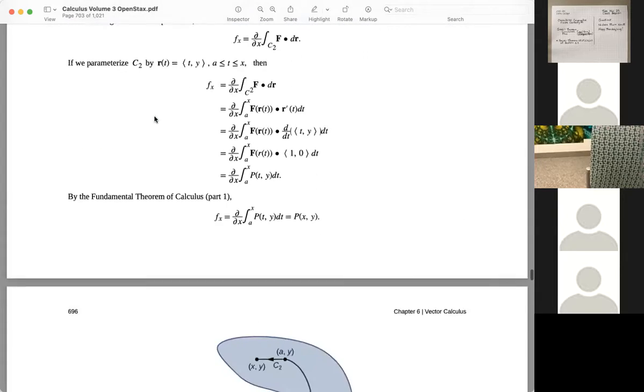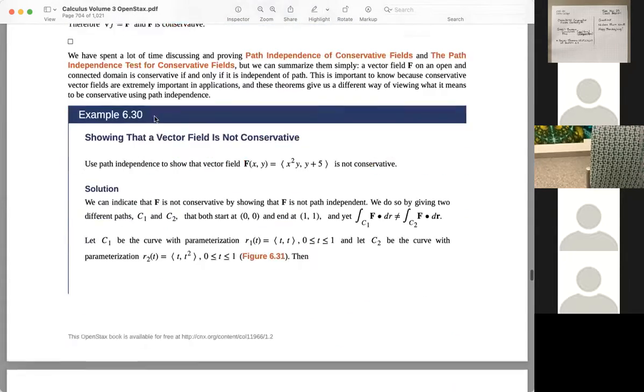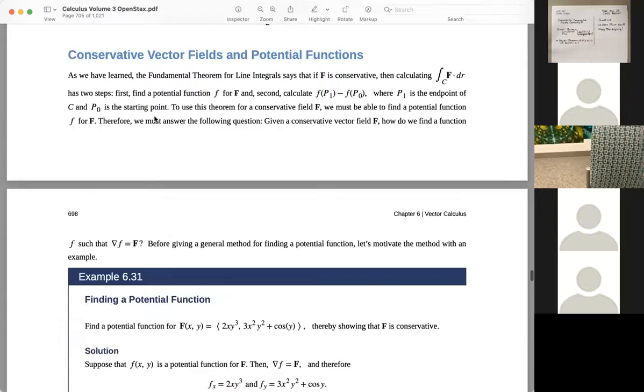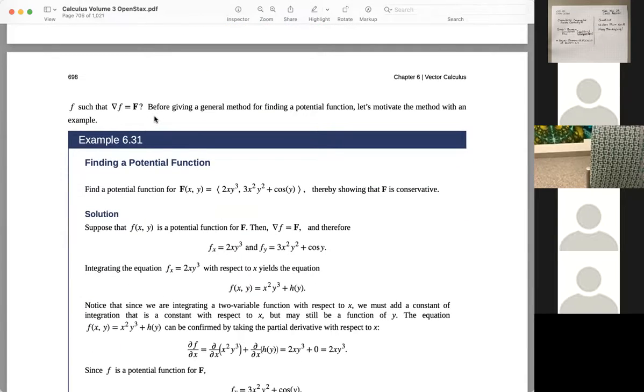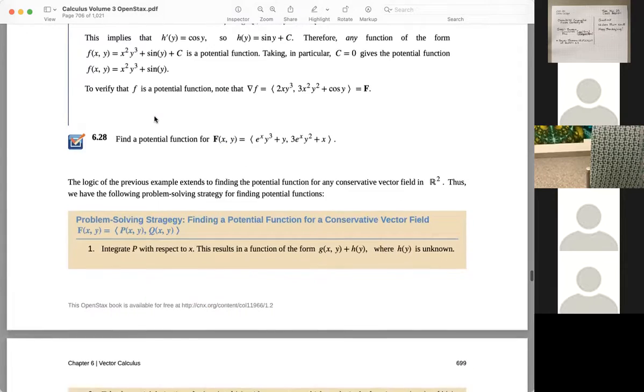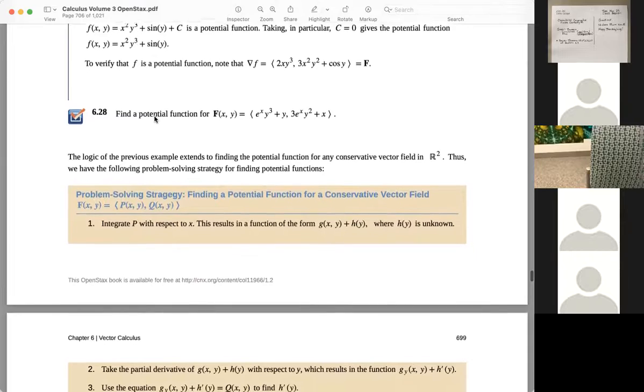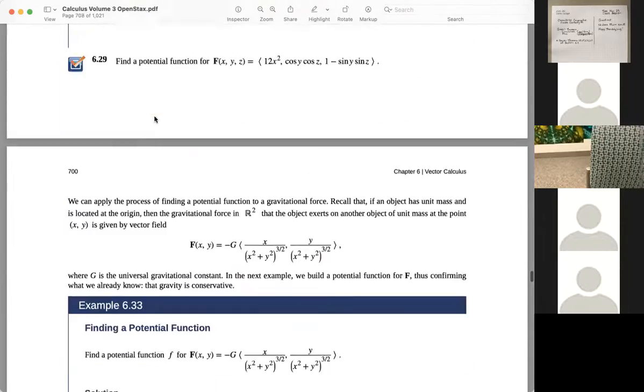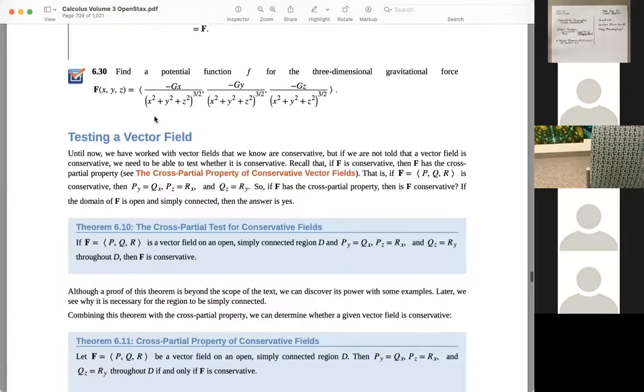Let's move on to theorem 6.10. We're in section 6.3, by the way, as we noted on our notes. I'm going to slide down quite a bit. Here we go.